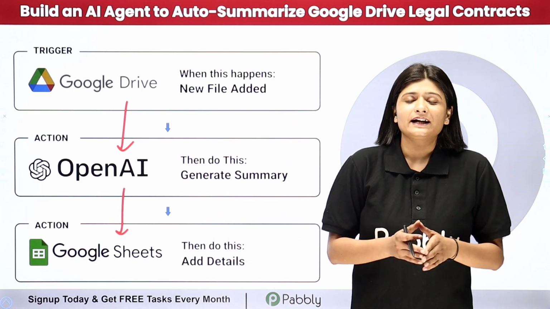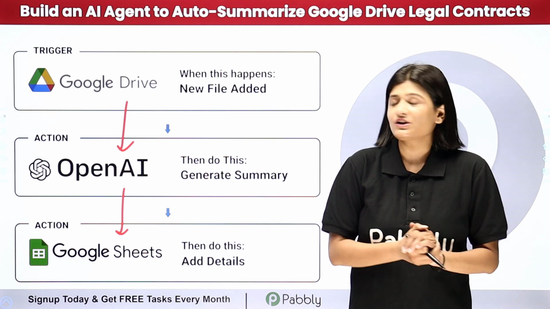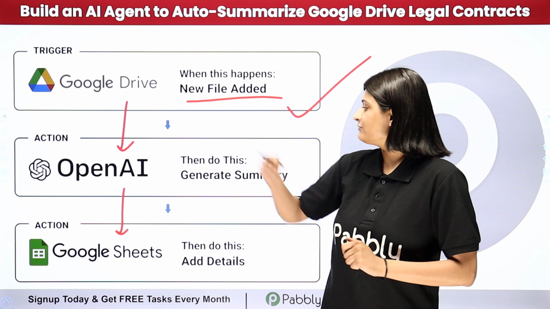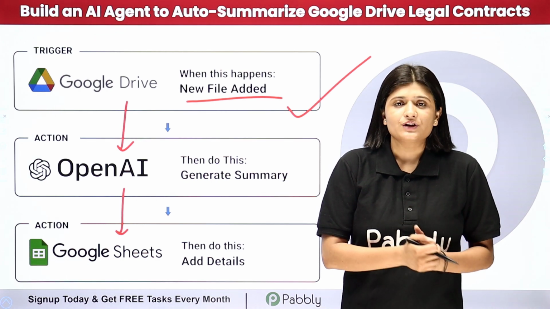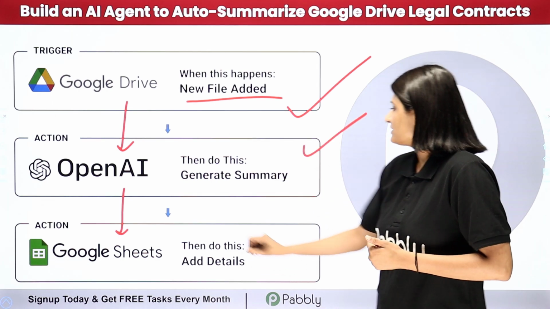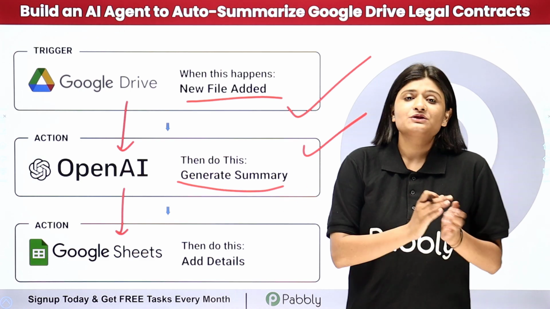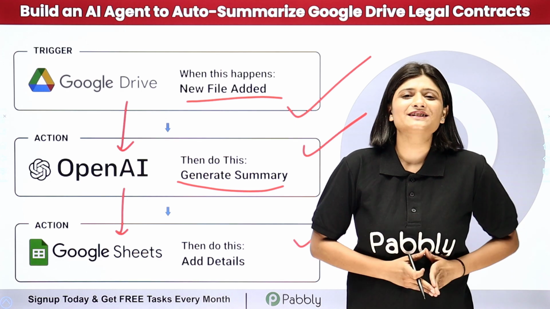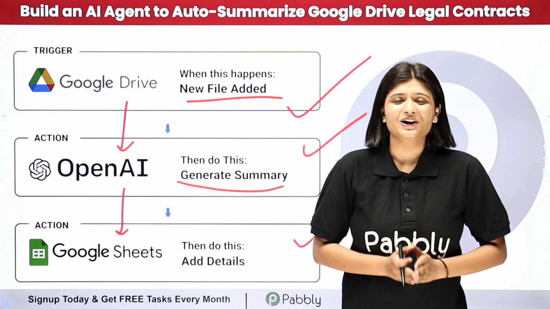With the help of Pabbly Connect, we are going to build this connection in such a way that whenever we add a new file or upload a new file in Google Drive, the data will be automatically extracted or the summary will be automatically generated with the help of OpenAI, and it will be automatically added to my Google Sheets spreadsheet. Now, if you want to learn this amazing automation step by step, then let me take you all to my screen.